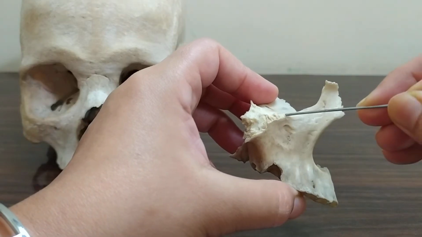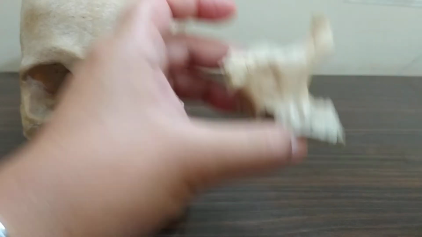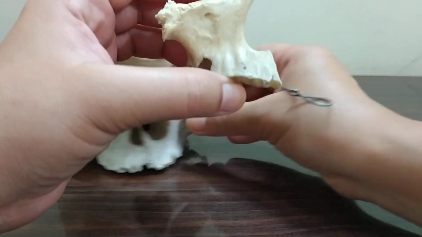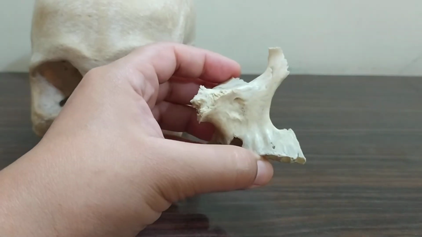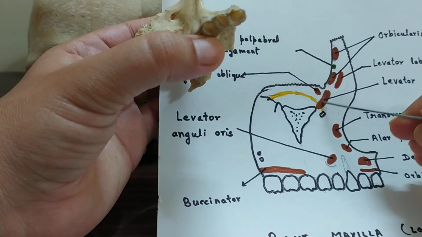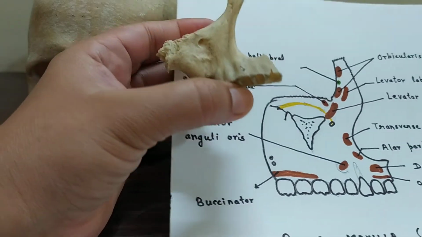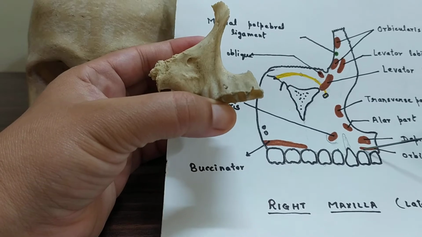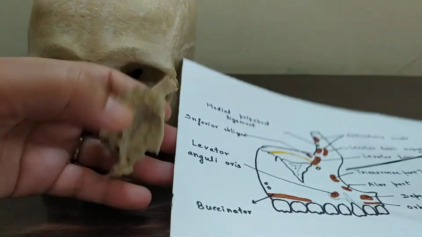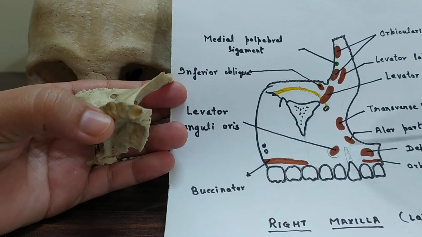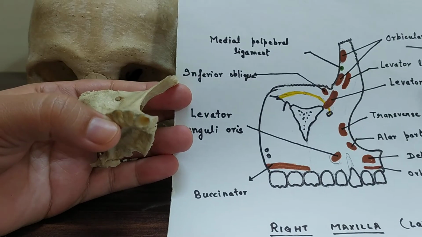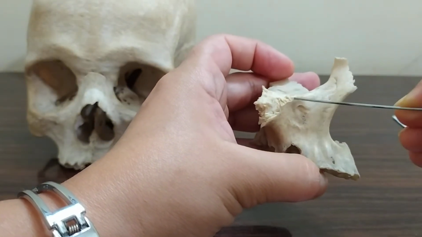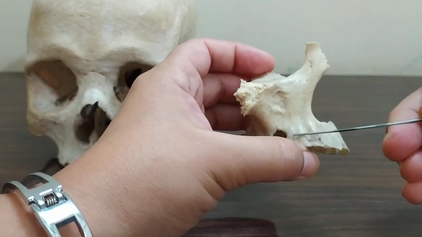Just here, this part forms a part of the circumference of the orbit, and the levator labii superioris muscle is attached here. So the muscles which are attached here are depressor septi, below it orbicularis oris, levator anguli oris in the canine fossa, the alar and transverse parts of nasalis muscle, and levator labii superioris along this border. So this is about the anterior surface.